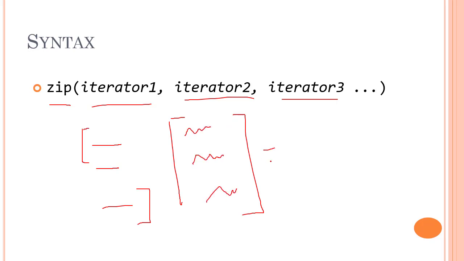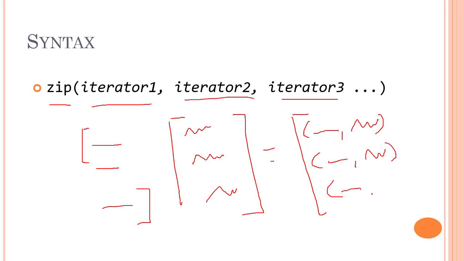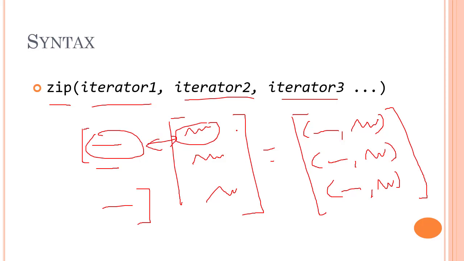Okay. At the end, what it will give me back is something like this. Same thing over here, this, and this. So all of these will be combined into one whole. The first item will be taken from here, the first item from here, combined together, and that is what gives us the zip operator.